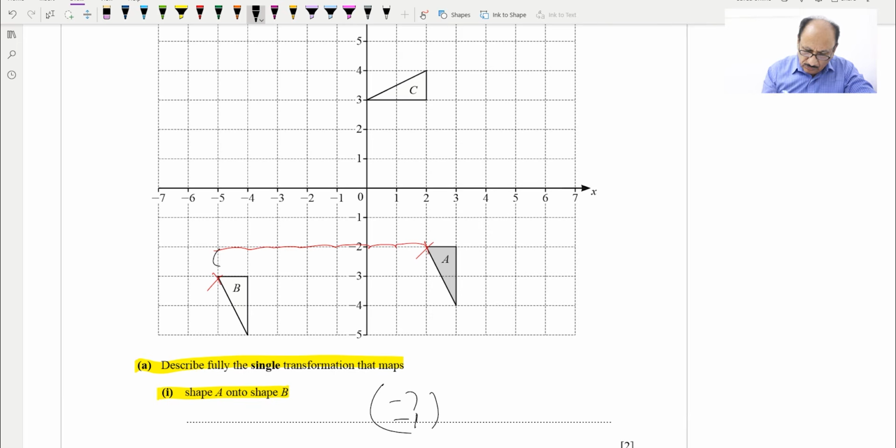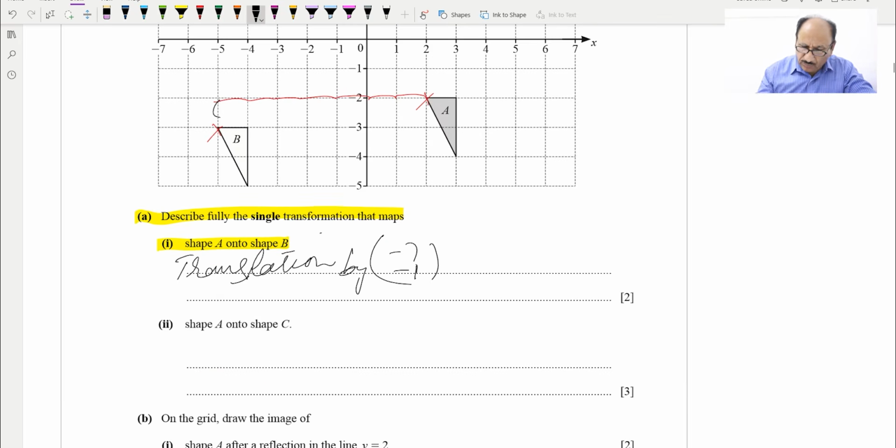So this will be a translation by this vector which we have provided, and this is for 2 marks, which is done.